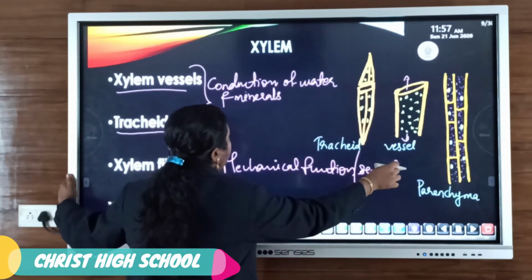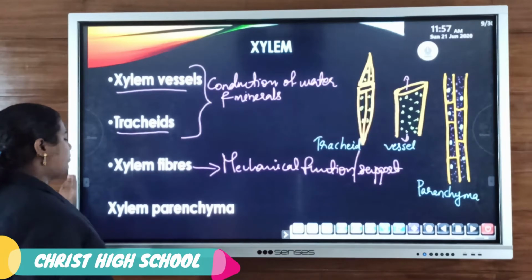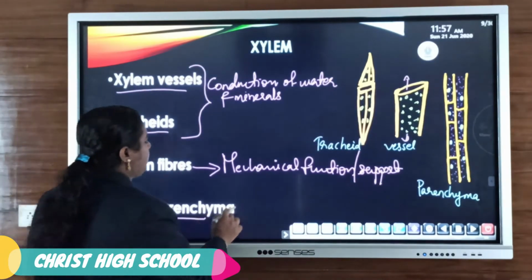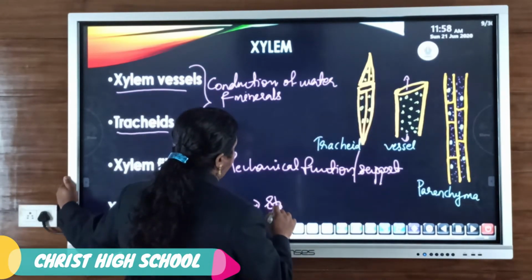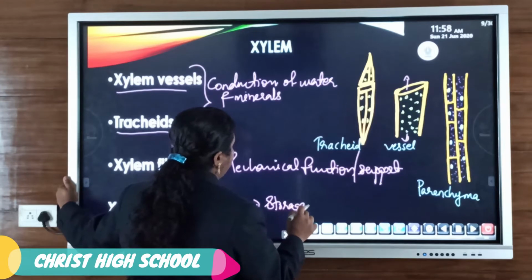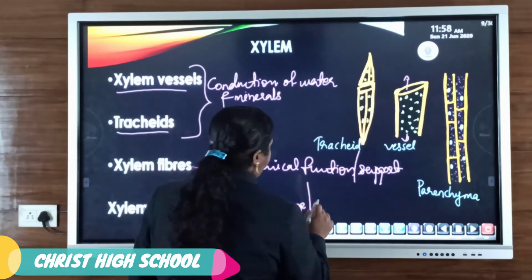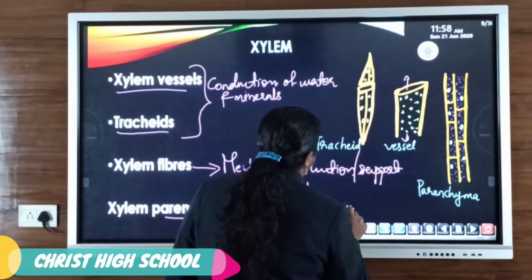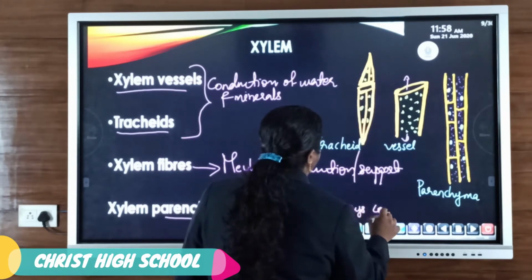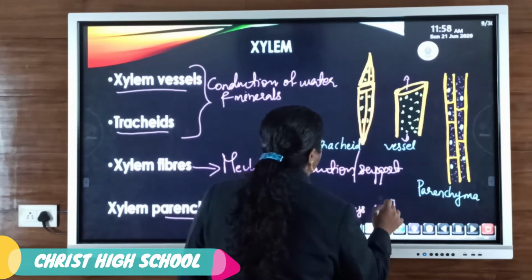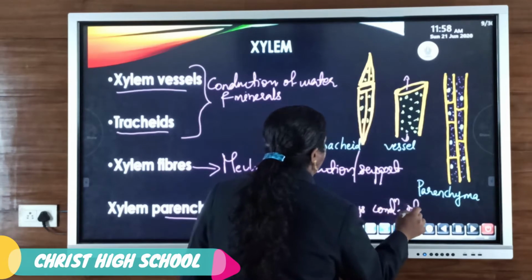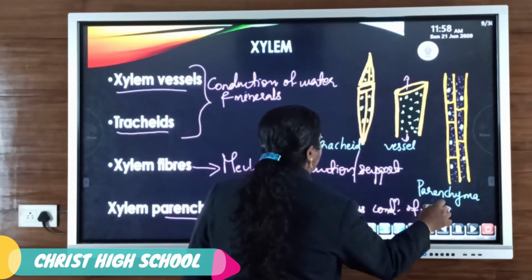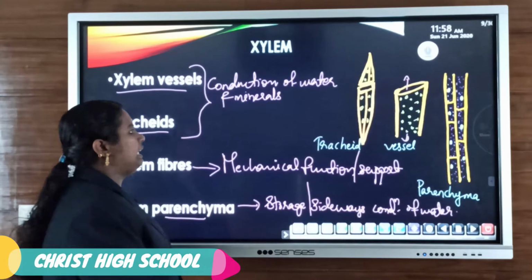Then the fourth component is xylem parenchyma. Its main function is storage, as well as sideways conduction of water. So these are the four components of xylem.